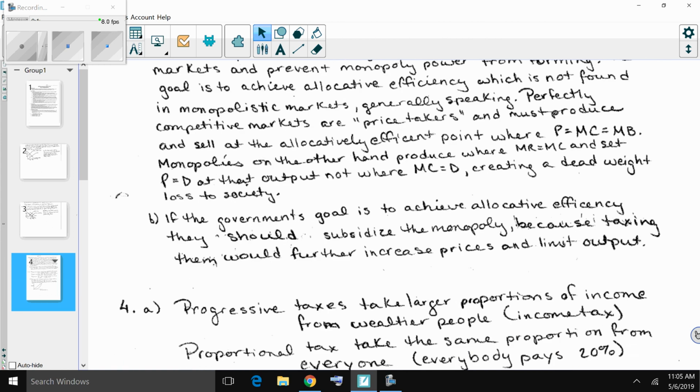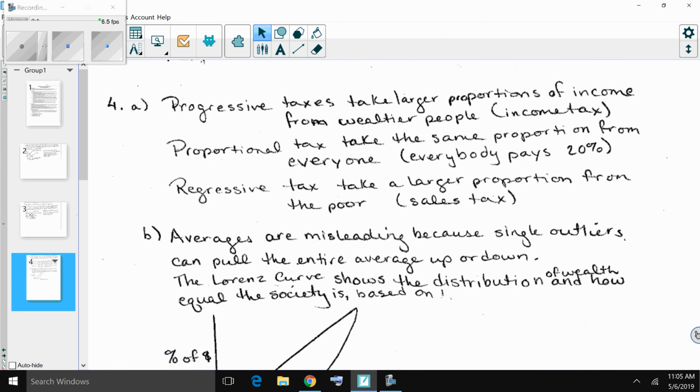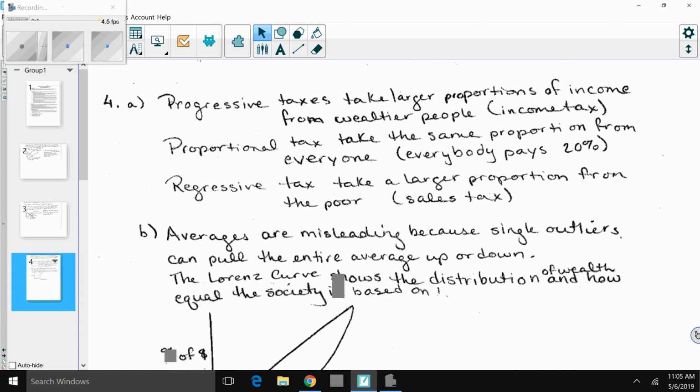Now, the next one is taxes, the 3 types of taxes. We talked about these in class, and we talked about M&Ms. So the 3 types of taxes or tax systems, excuse me, are progressive, proportional, and regressive. Progressive taxes take larger amounts of money from the wealthier people. As you progress up the income ladder, you're paying more and more. Proportional taxes tax everyone at the exact same rate, so everyone will pay the same amount. Regressive taxes take a larger portion from the poor.